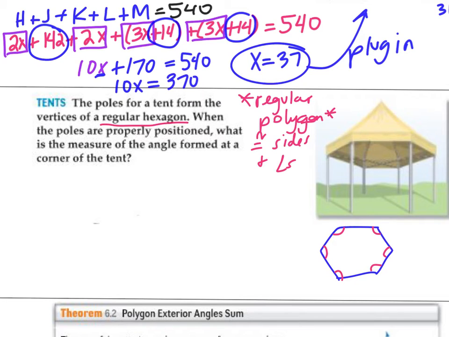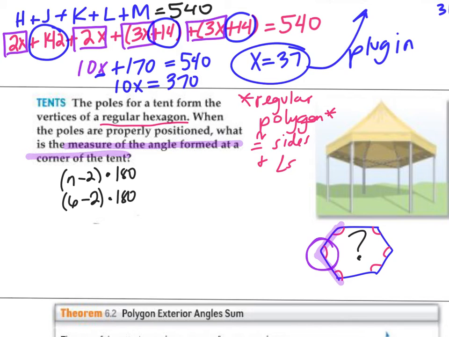So my question is asking for me to find the measure of the angle formed at a corner. So if we're looking at 2 sides, we create this corner right here. So we're just looking for one angle measurement. Now we're going to say, okay, first I need to know how many total degrees are in my hexagon. So n minus 2 times 180, 6 sides, 4 times 180, which is 720. So 720 total degrees in your hexagon, okay?